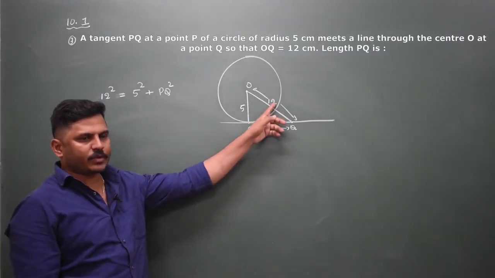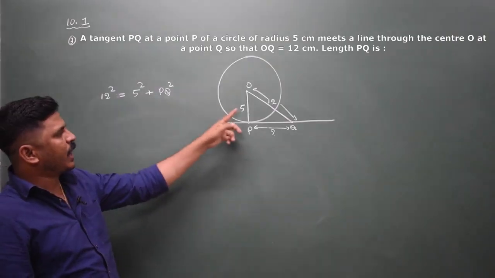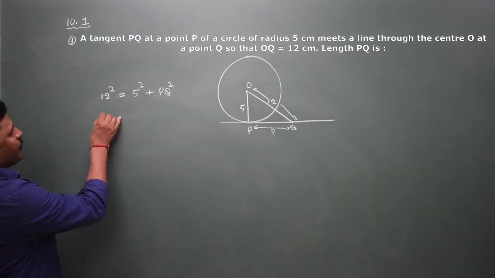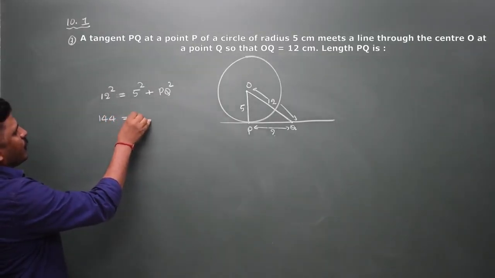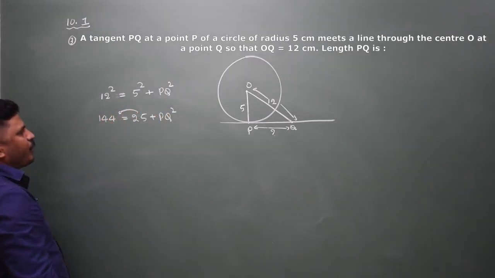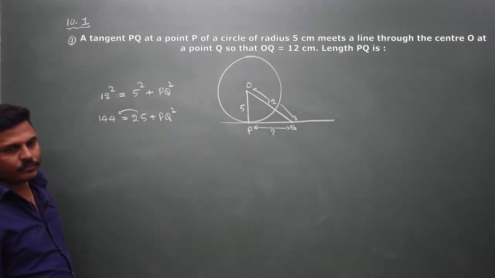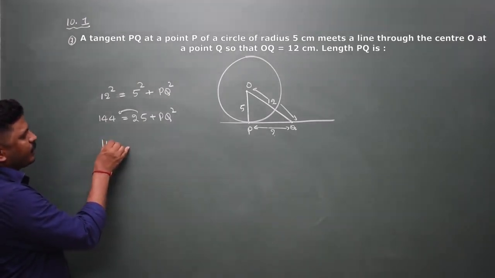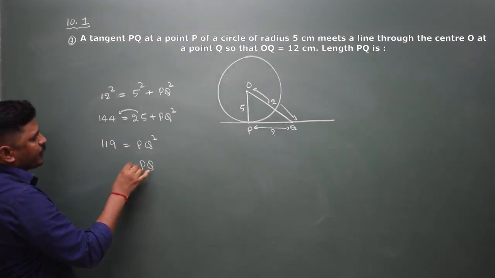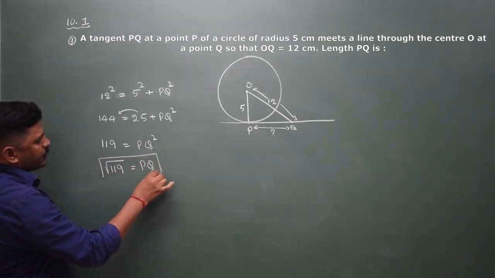That is, the hypotenuse squared is equal to the sum of the squares of the other two sides, right? That is 12 squared, 144, equals 25 plus PQ squared. So it is 144 minus 25. How much is it? 144 minus 25 is 119, equal to PQ squared. Then PQ is equal to root of 119. Don't write plus or minus.